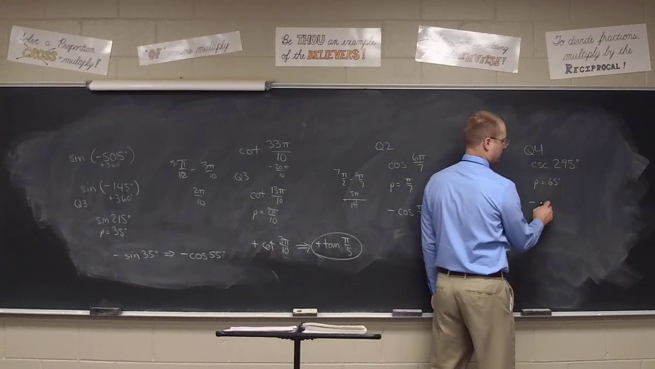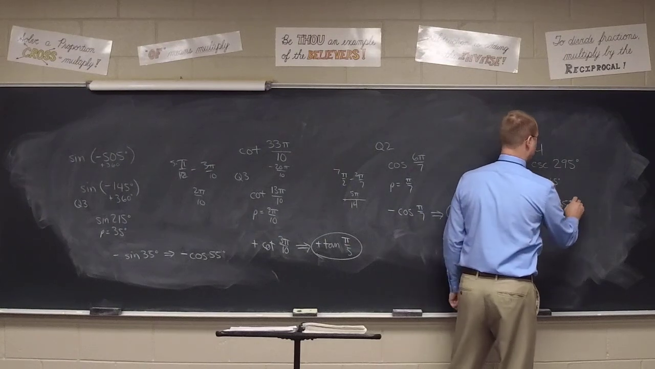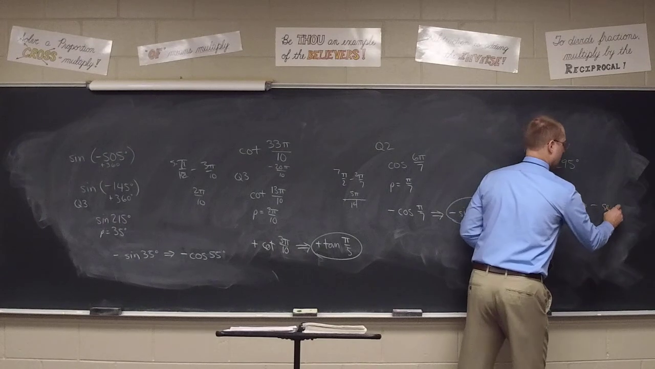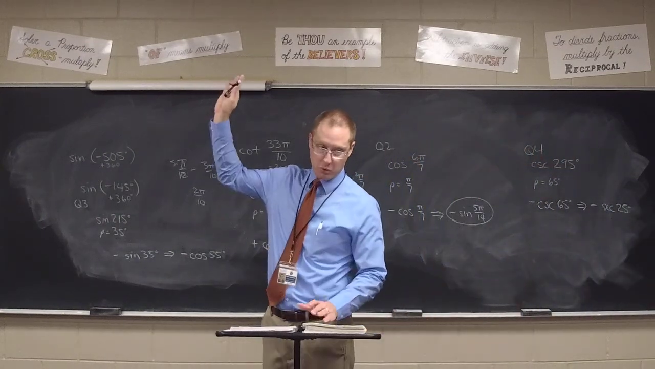Negative cosine, or cosecant 65. And now we'll change it to the cofunction. Keep the sign. Secant 25. And there we go, negative secant 25 degrees. How many had that for number 20?